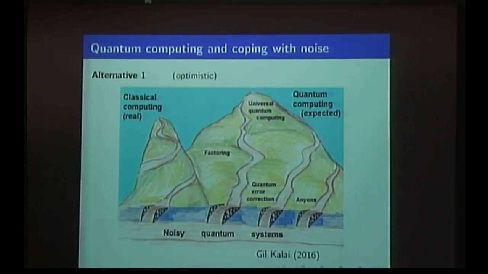In quantum computing, well, there is such a picture I took from a paper of Gil Kalai, who shows here the classical computing, and then there is quantum computing expected, such a mountain far away, you're not sure you can see it, and then possibly there are some bridges from one place to another that you can really go through. But what is the key point?